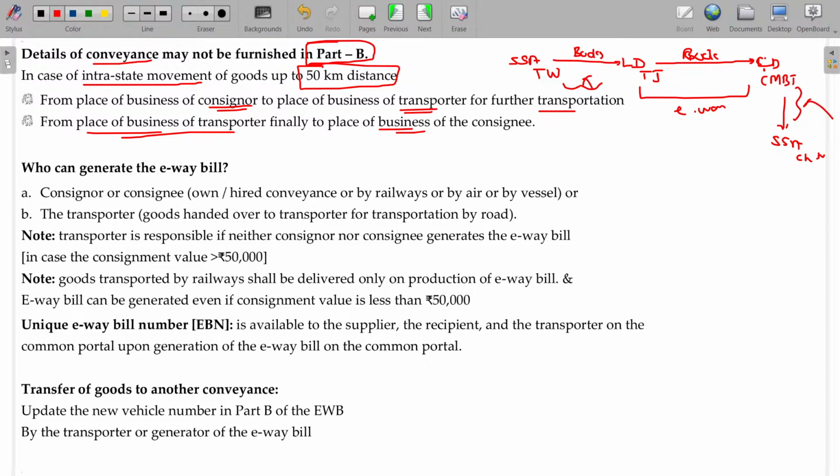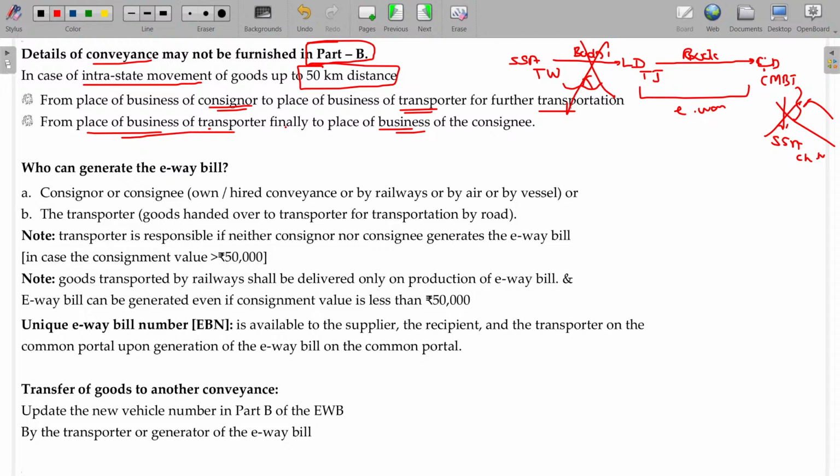Is that clear? From the place of business of the consignor to the place of business of the transporter for further transportation, the e-way bill is not required. From the place of the transporter finally to the place of business of the consignee, the e-way bill is also not required. In these two cases, e-way bill is not required.